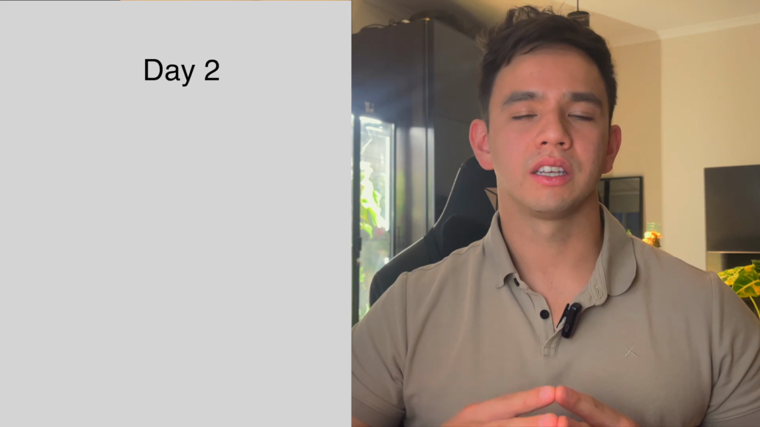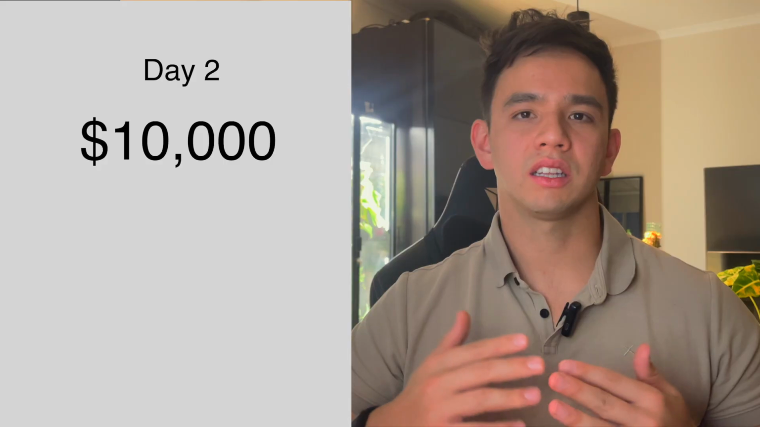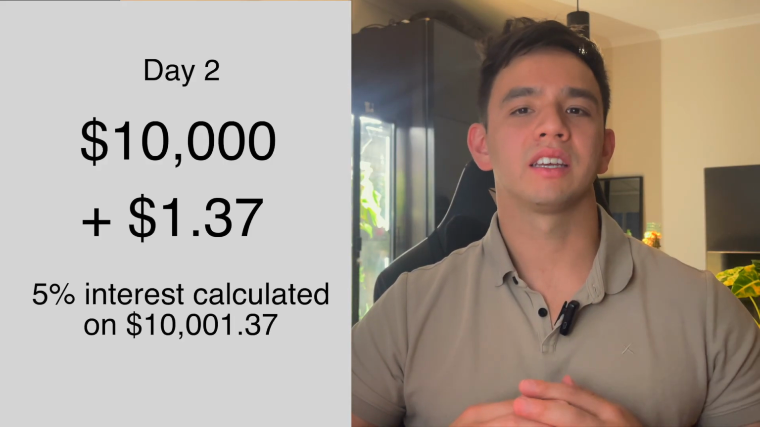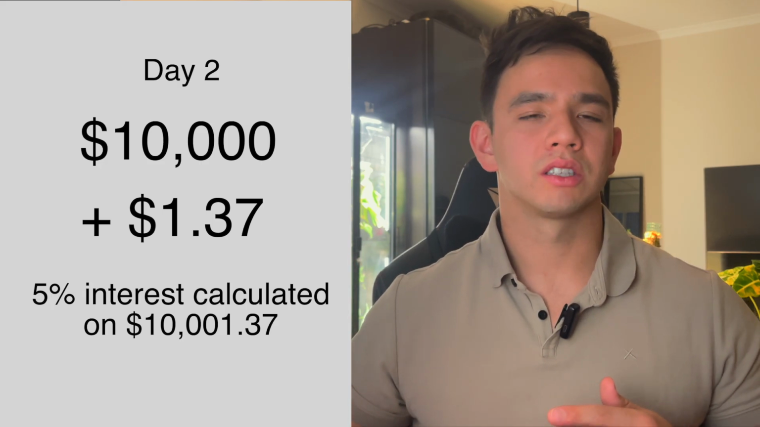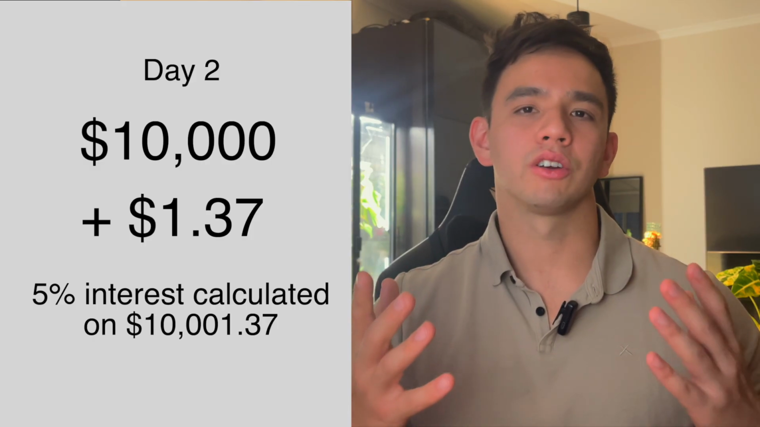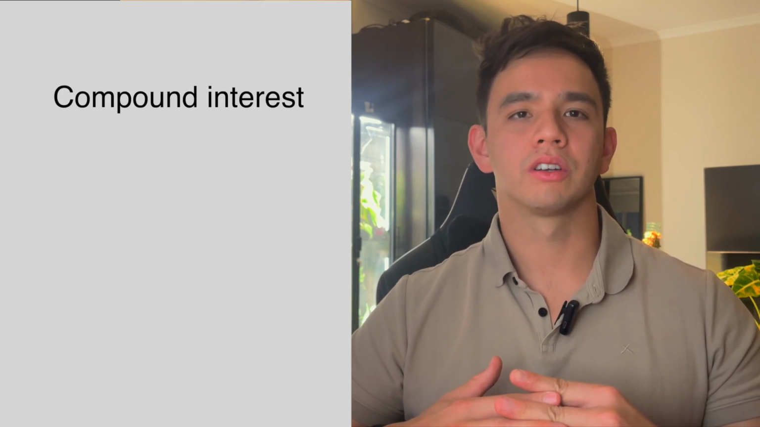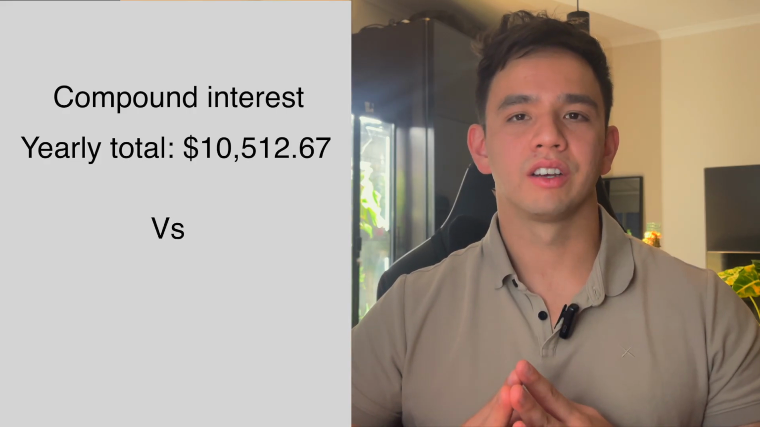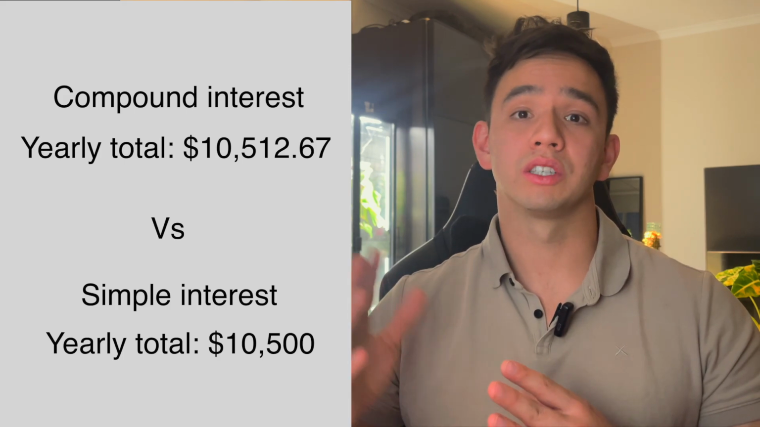So on day two, the interest is calculated on your initial principal, which is $10,000, plus the interest earned, which is $1.37. As every day passes by, the interest is calculated on a continuously growing amount of money. As long as you keep the money in the account and don't withdraw it, at the end of the year, with the same $10,000 that you started with, compound interest will yield you a total of $10,512.67 versus the $10,500 that you would have earned with simple interest only.